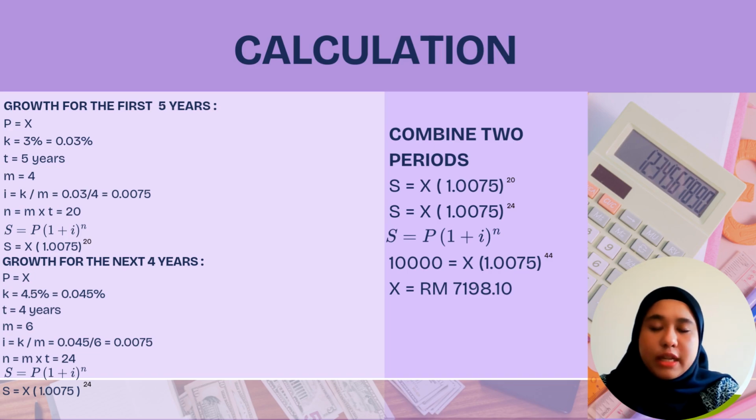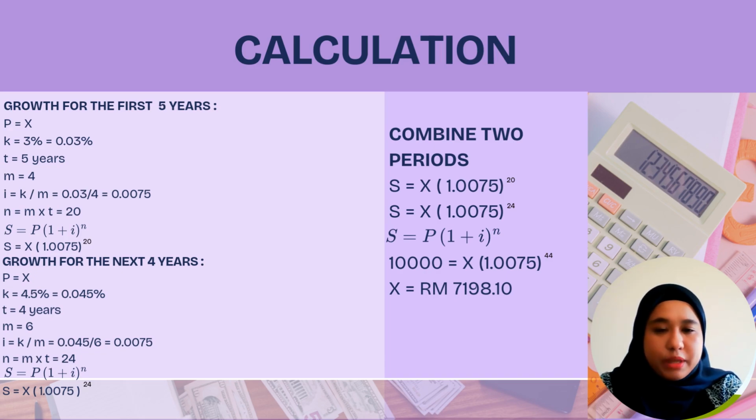Here's the formula that I use. S equals P(1 + i)^n. S equals X(1.0075)^24. So combine the two periods. S equals X(1.0075)^20 and S equals X(1.0075)^24.